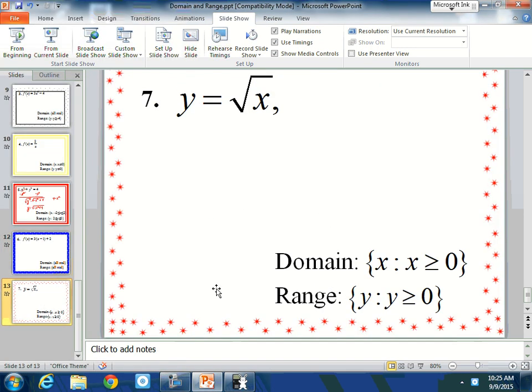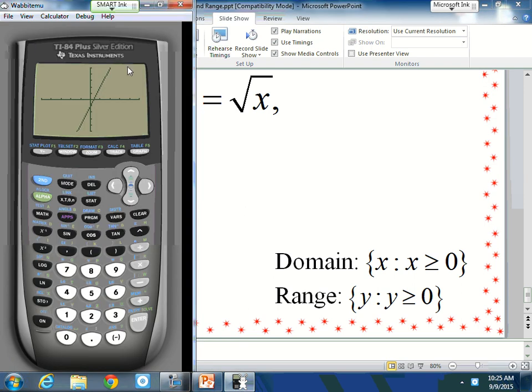And for the last one, let's go ahead and do it. Y equals, and I'm going to clear it, and I'm going to write down square root of x. Now remember, square roots cannot be negative numbers. So it has to be greater than 0 on your domain and greater than 0 on your range. It can be equal to as well.